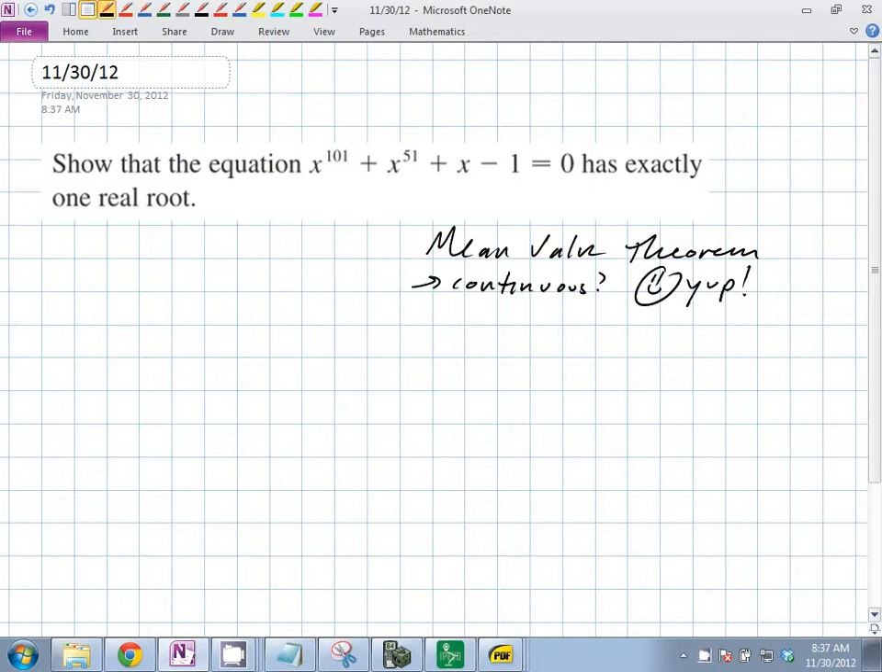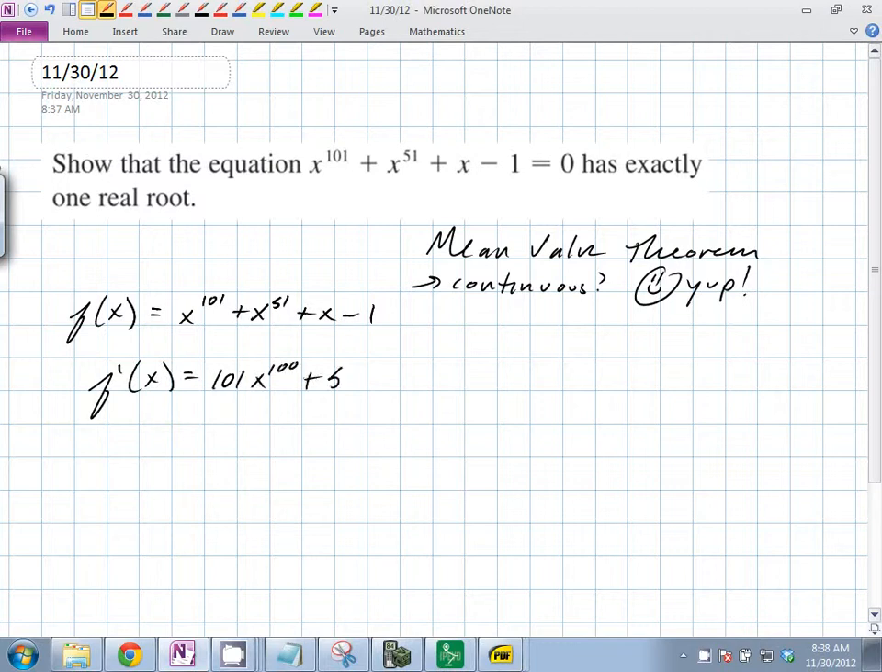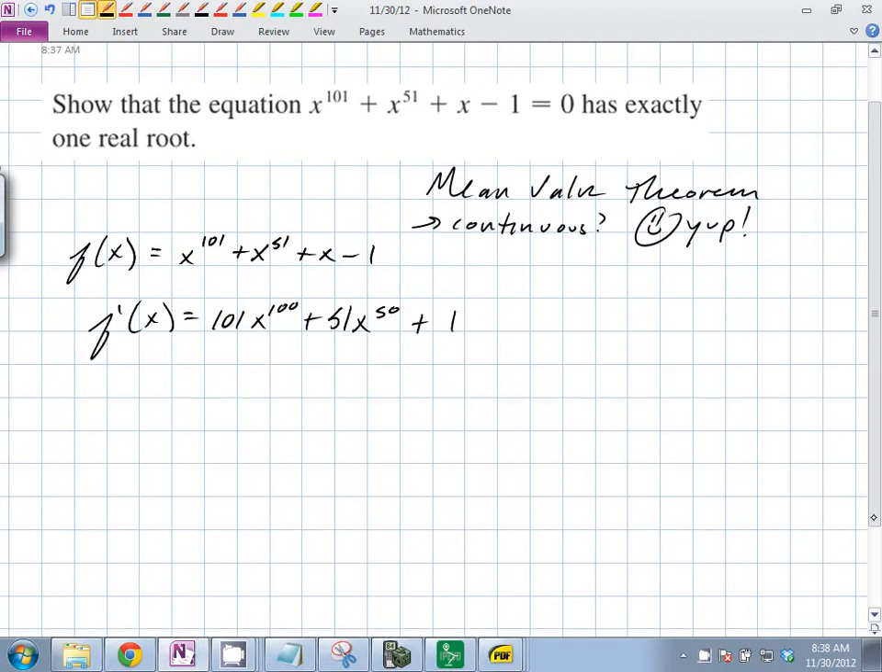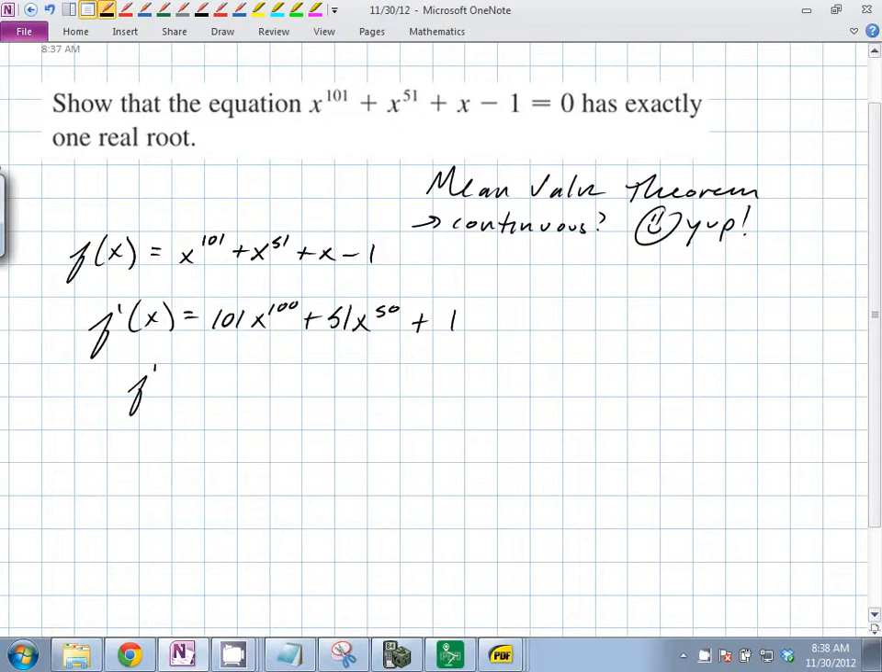Take the derivative. So you're going to start with the derivative of this function, taking the derivative of this right here. So f prime of x is equal to 101x to the 100 plus 51x to the 50th plus what? Plus 1. Okay, you took the derivative. Now what? You notice that f prime of x is always positive, so always increasing. That just tells you it's always increasing. So you're showing it has exactly one root.